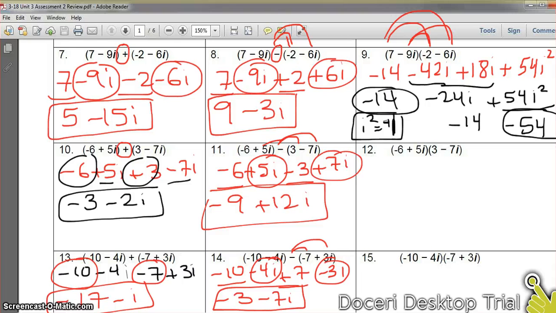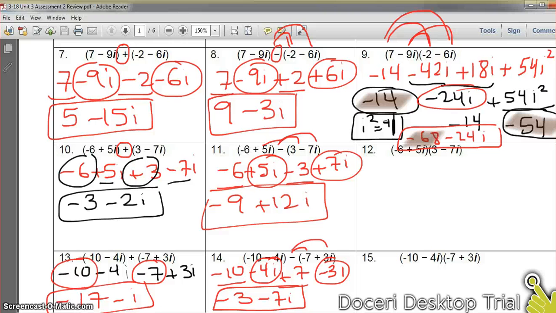Let me choose a different color. Negative 68. And this middle one, you just copy it, so it's going to be negative 24i, so your final answer is going to be negative 68 minus 24i. So again, you have to combine the negative 14 and the negative 54 to get negative 68.